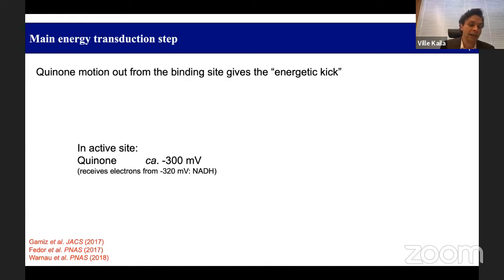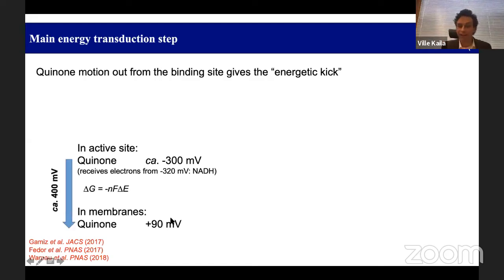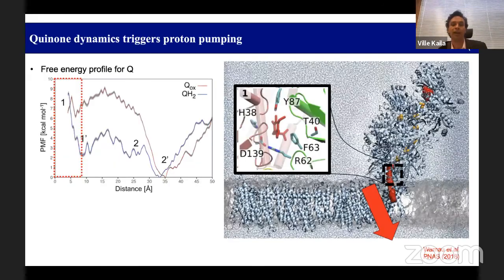And which means that when it gets electrons from an electron donor, for example, NADH, it is almost equipotential and there is no energy being released. However, quinones, when they're in membranes, are much higher potentials, which means that when you go from this -300 millivolts to +90 millivolts, you have a release of the energy. So already thermodynamically, this must be the kick.